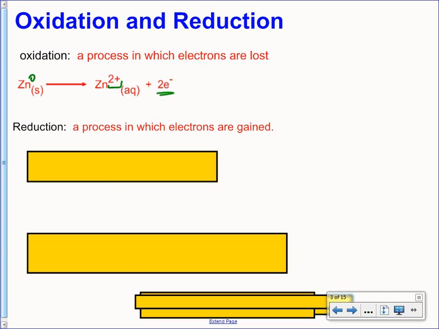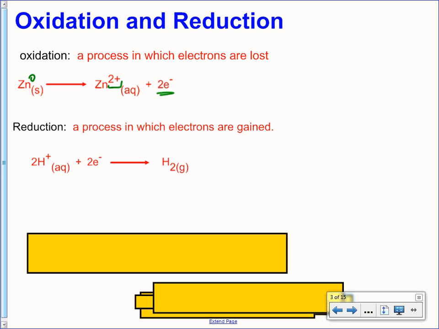Reduction is the opposite of oxidation. Reduction now is a process in which electrons are gained. And so going back to the previous example, we had hydrogen ions gaining those 2 electrons that were lost from zinc, and now becoming hydrogen gas with a neutral charge on it.